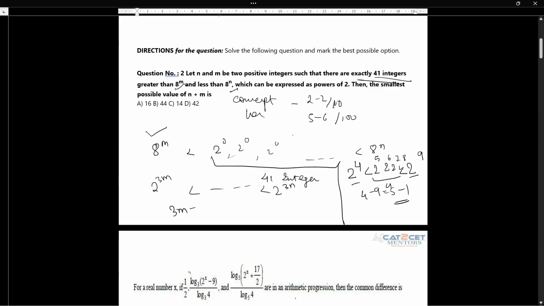So the difference of the powers, oh sorry, 3 to the power n minus 3 to the power m minus 1 is equal to 41. So here we'll get the relation between m and n, and we'll get the possible values of n and m.